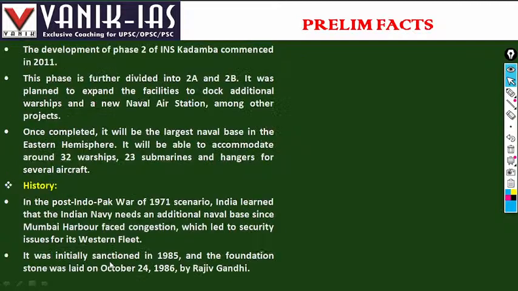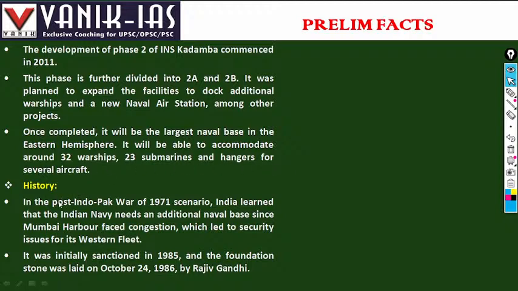Okay, and the development of phase 2 of the INS Kadamba commenced in 2011. This phase is further divided into 2A and 2B. It was planned to expand the facility to dock additional warships and a new Navy air station among other projects. Once completed, it will be the largest naval base in the Eastern Hemisphere. It will be able to accommodate around 32 warships, 22 submarines, and hangars for several aircraft.